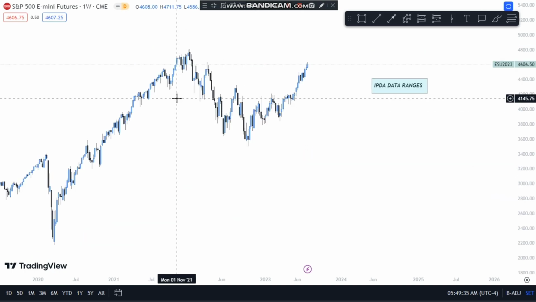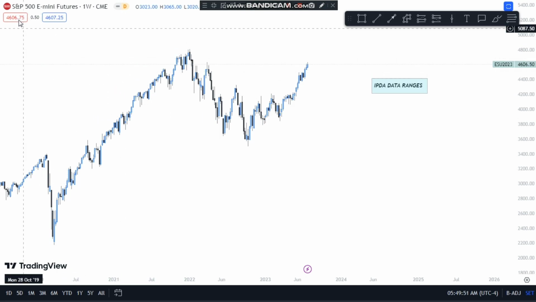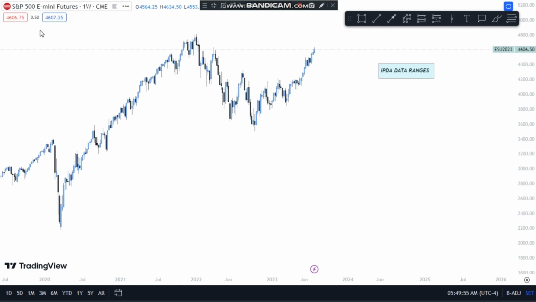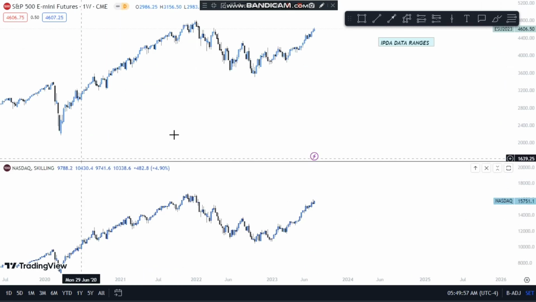If you are willing to trade on forex like euro, then you can use euro and GBP. If you are willing to trade on crypto, you can use Bitcoin and Ethereum. You should draw these lines on Bitcoin and Ethereum. So I am here using indices. I will draw these lines on S&P and Nasdaq, okay?